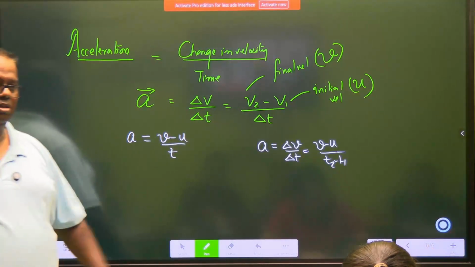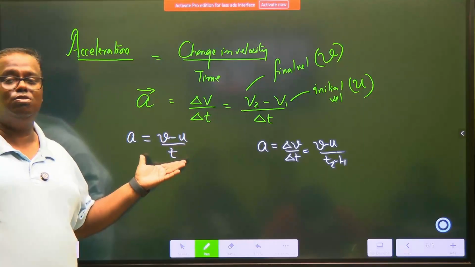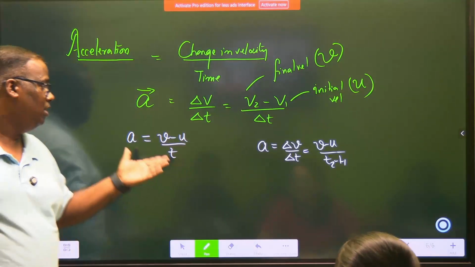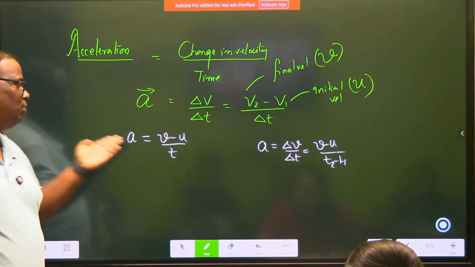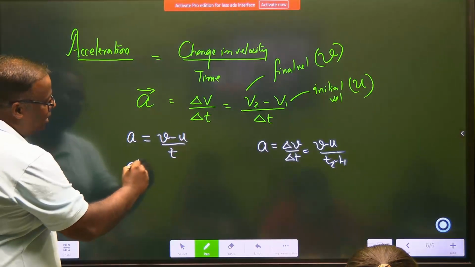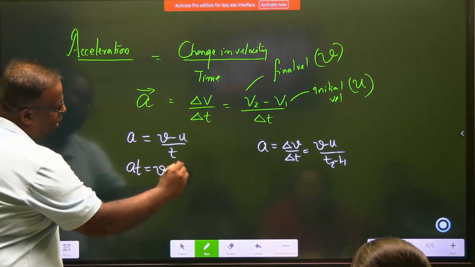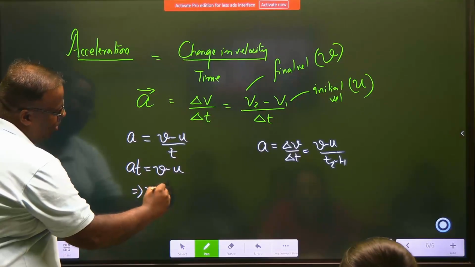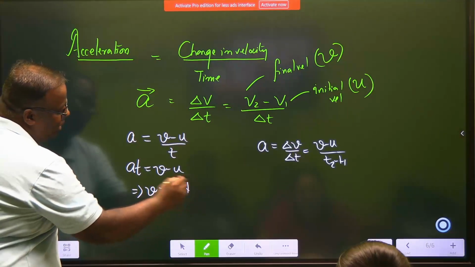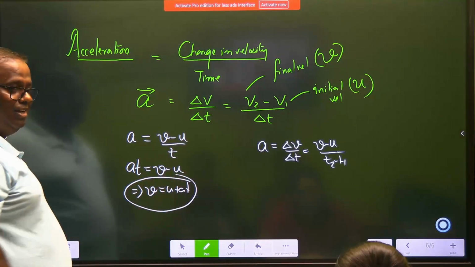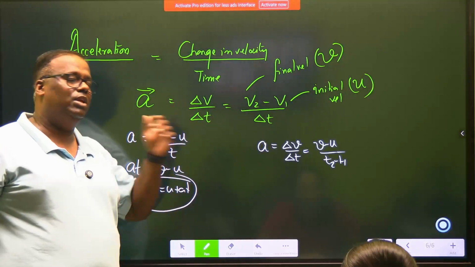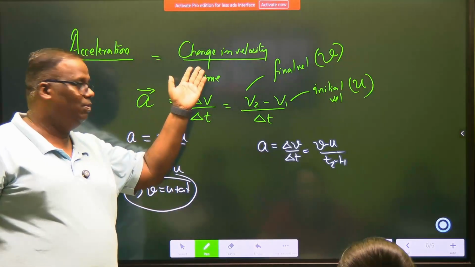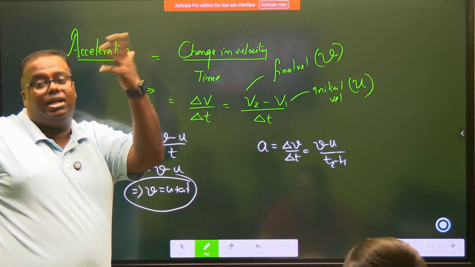Understood? And if somebody has done equations of motion already in your school, then this is where your v is equal to u plus at comes from. If we multiply this, what will come? at equal to v minus u. So v is equal to u plus at. This all we will come later on. So Kahani Ghar Ghar Ki has lot of episodes left. So for today, you understood till velocity. Next class, we will understand acceleration, and you have to feel acceleration.